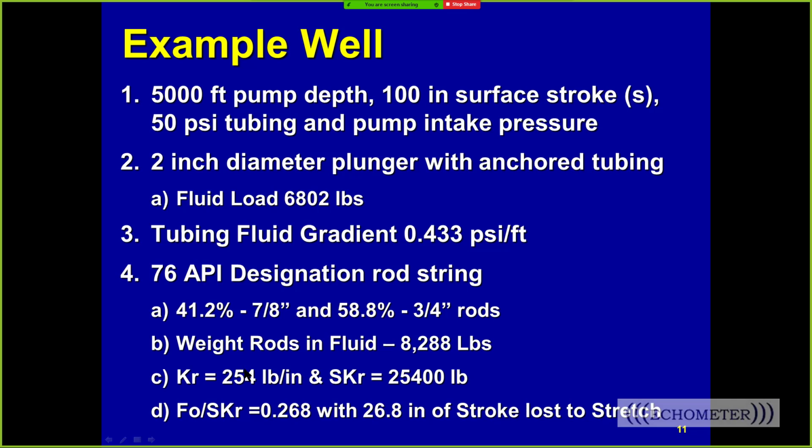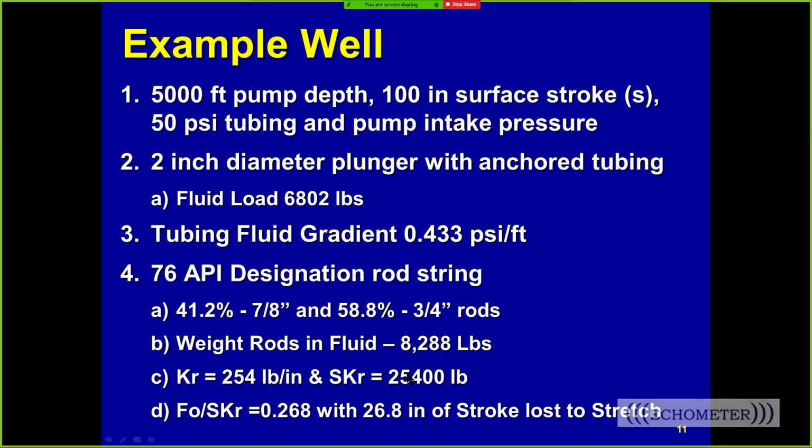And the spring constant: the rod string is a giant spring, and if you were to pull on the rods at the surface or the pump with a 254-pound load, then the entire rod string would stretch 1 inch. Well, we're pulling the rod string 100 inches, and so if the pump didn't move, then 100 inches times the spring constant would mean that we'd have to pull on the rod string at the pump with a 25,400-pound force, and then the surface stroke would move up 100 inches, but there'd be no downhole stroke.